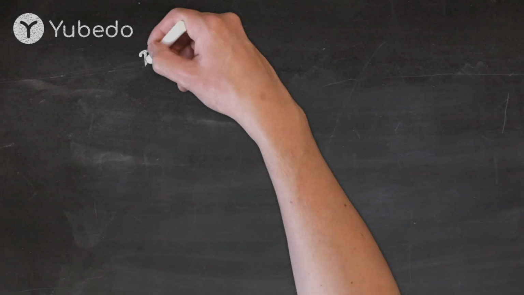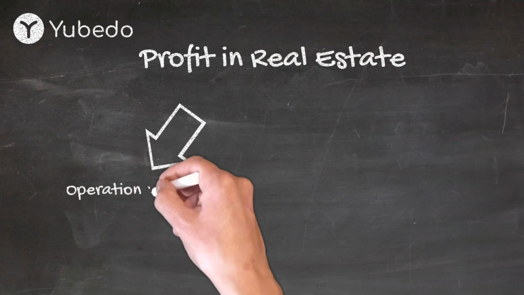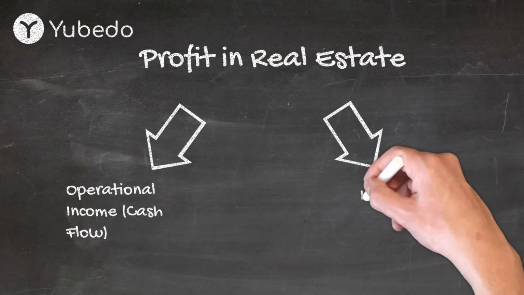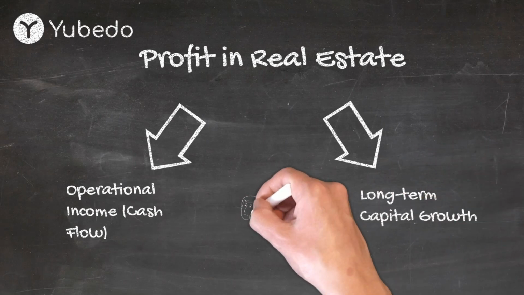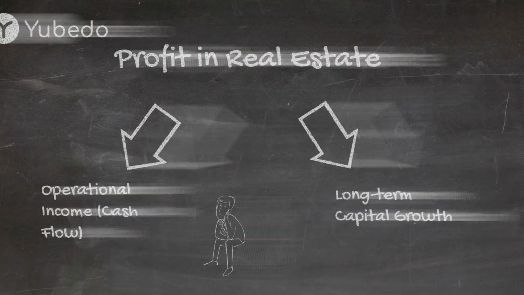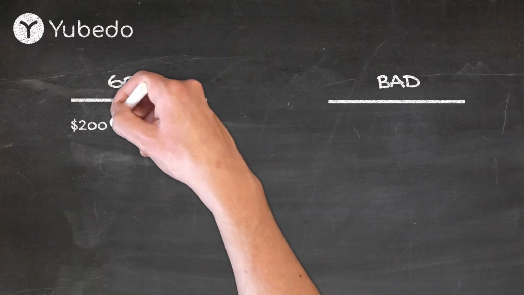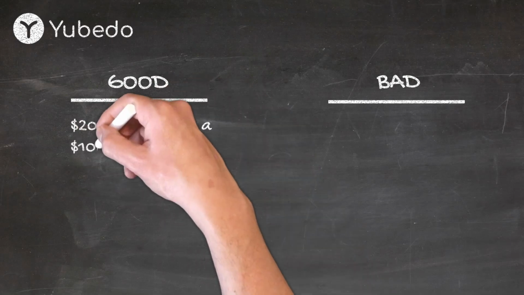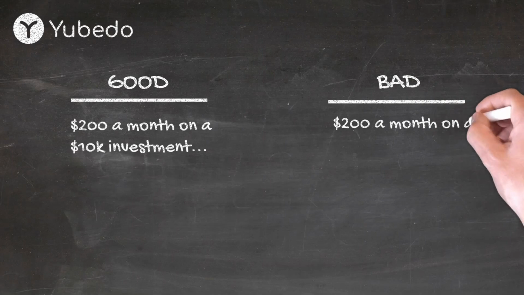In the first two parts of this series, we discussed two ways to earn money in real estate: operational cash flow and long-term growth. These are crucial factors, but they don't tell the whole story about whether an investment is good or not. For instance, making $200 a month sounds amazing if you invested just $10,000. But if you put in $1 million for the same return?